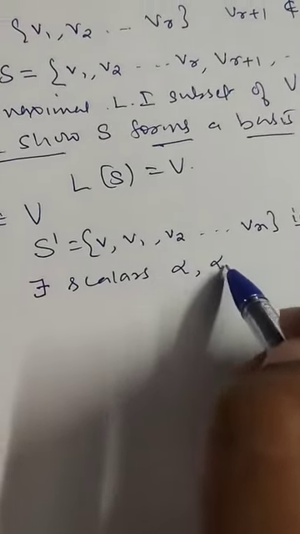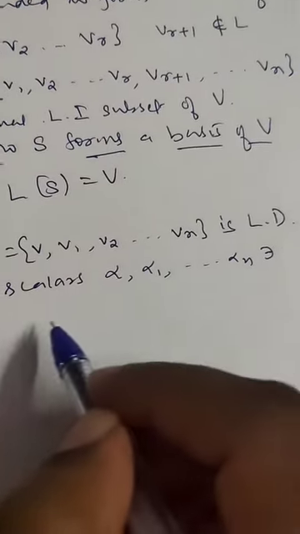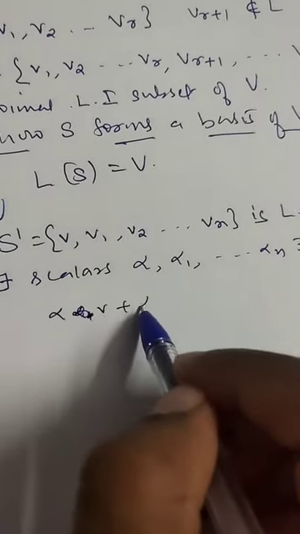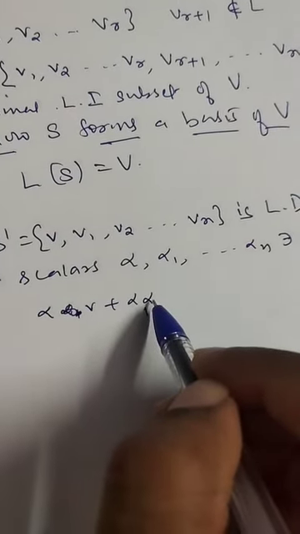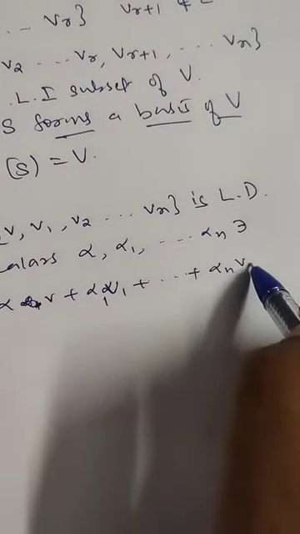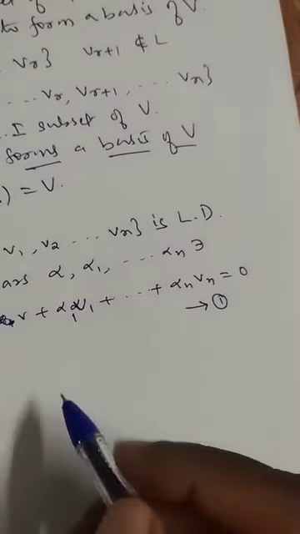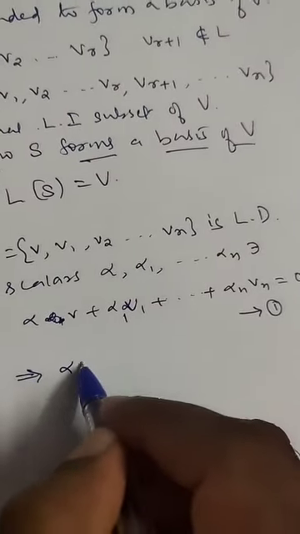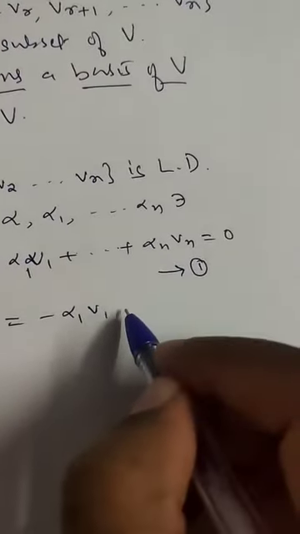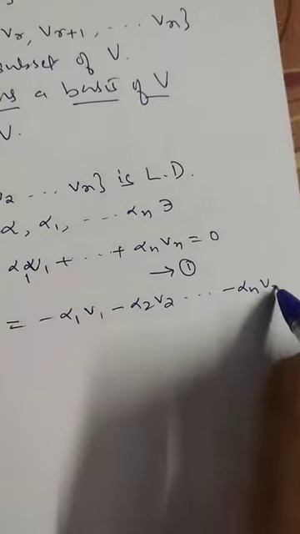By definition of a linearly dependent set, there exist scalars, say alpha, alpha 1, etc., alpha n, such that the linear combination alpha v plus alpha 1 v1, etc., plus alpha n vn is equal to 0. Call this number 1. This implies alpha v can be written as minus alpha 1 v1 minus alpha 2 v2, etc., minus alpha n vn.